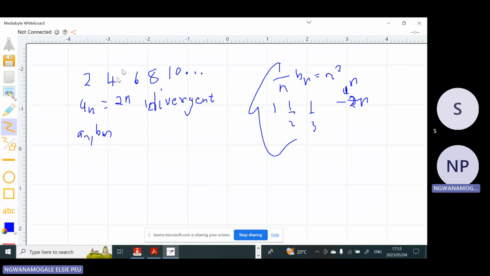So I'm left only with 1. Let me try to check how I can. We have negative 1.